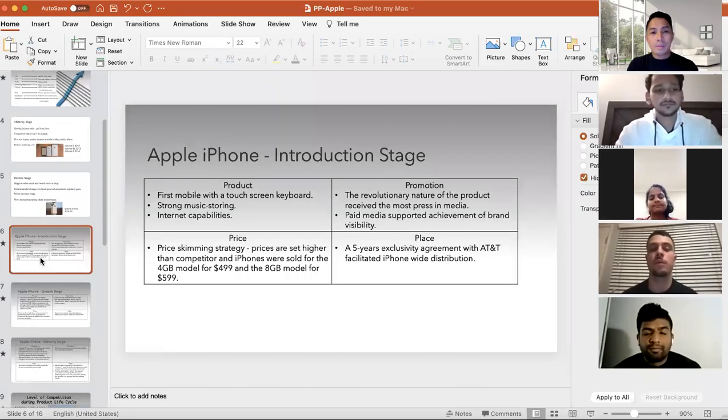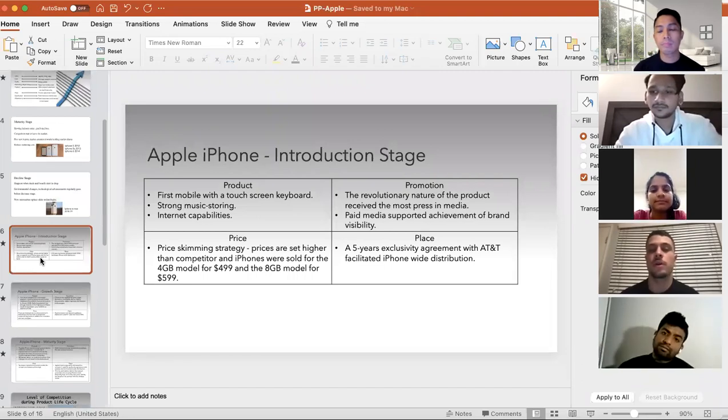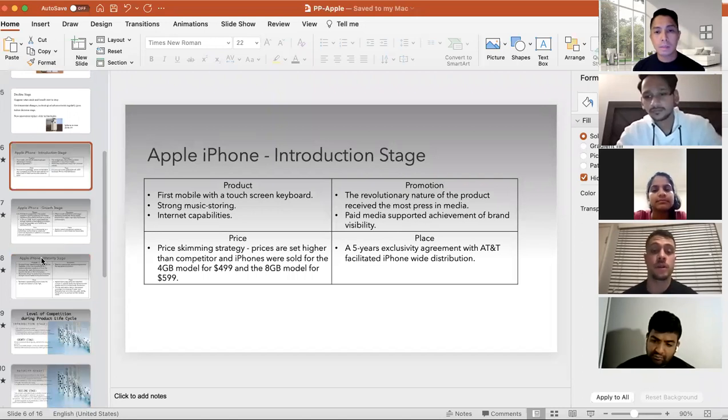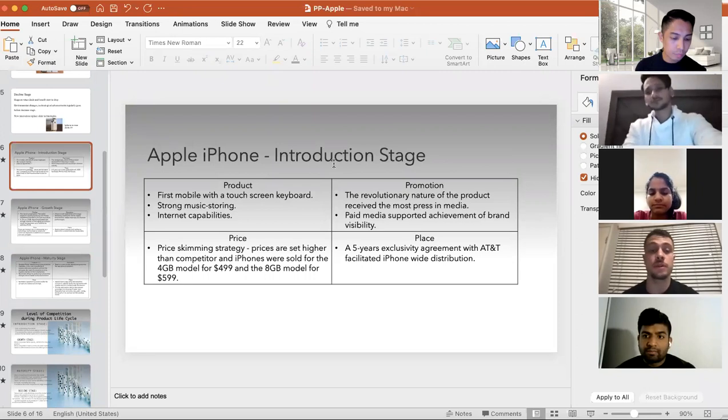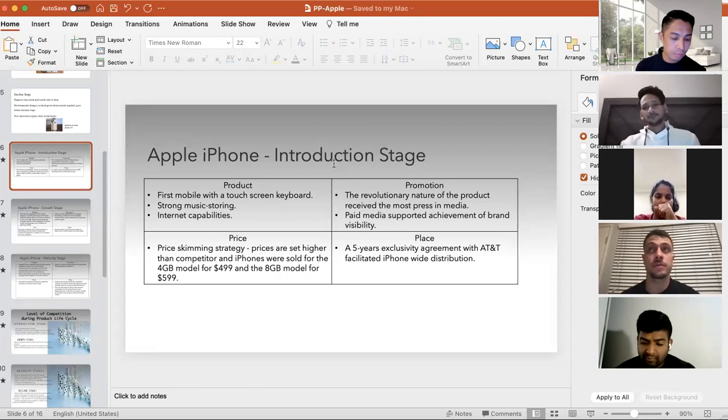Okay, so I will be presenting how differently each of the elements in the marketing mix are integrated in Apple strategy. At the introduction stage, Apple introduced a product that was the first mobile with a touchscreen keyboard, and it focused on strong music storing and internet capabilities. This differentiated the product in the market.